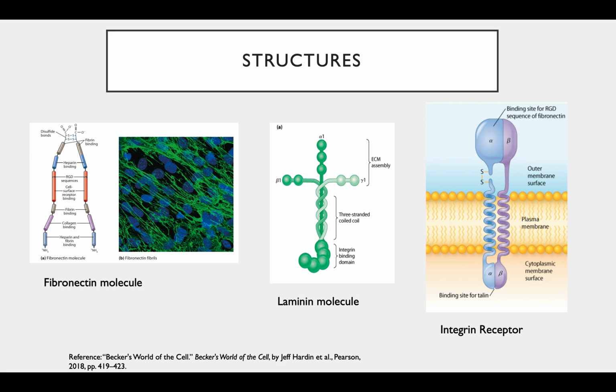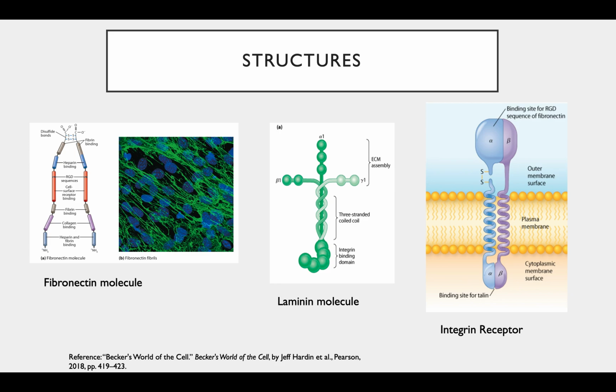The three main players responsible for adhesion are fibronectin, laminin, and integrin receptors. The fibronectin structure consists of two nearly identical polypeptide chains joined together by two disulfide bonds near their carboxyl ends. Each polypeptide is folded into a series of domains linked by short flexible segments. The domains have binding sites for extracellular matrix components or for specific receptors on the cell surface.